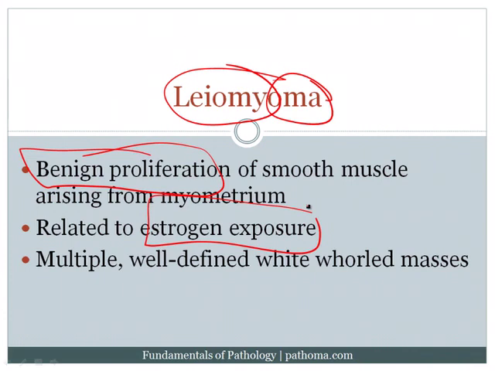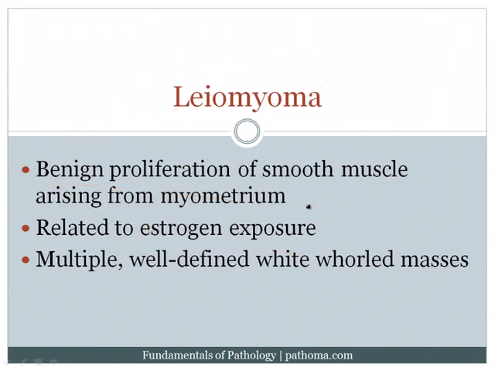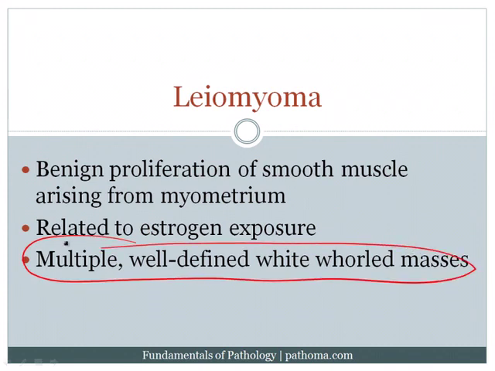That's another relation to estrogen exposure. And they tend to shrink after menopause. Again, another relation to estrogen exposure. Now, one of the things that drives students crazy is, why do I have to know this? There are multiple well-defined white whirly masses. And that actually is important, and I'll explain why in a minute, but you do have to know that there are multiple well-defined white whirly masses.